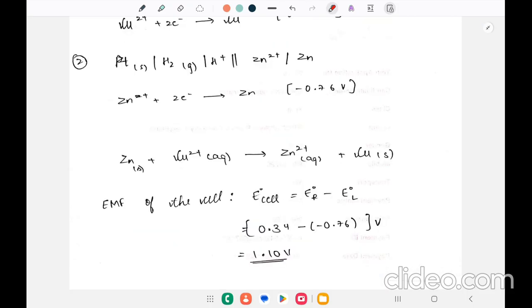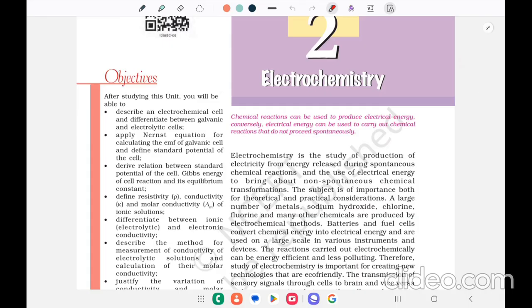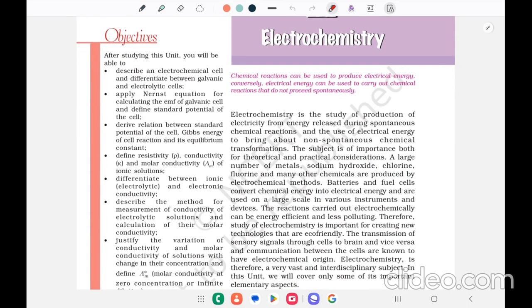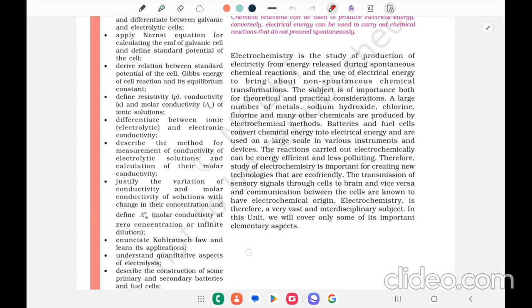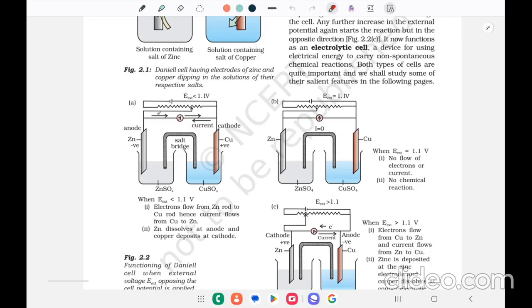Now we will do a quick reading of the NCERT. Here the chapter starts with the introduction of electrochemistry. It is the study of production of electricity from energy released during spontaneous reactions, and the use of electrochemistry to bring out non-spontaneous chemical transformations. And these are the importance of electrochemistry in this whole paragraph.